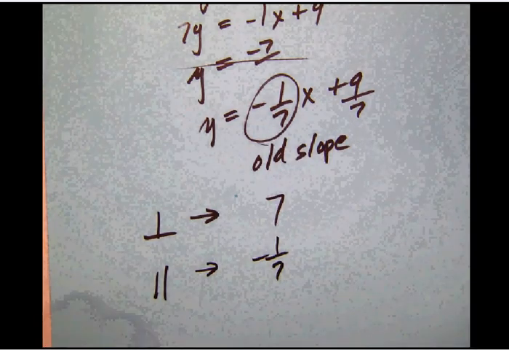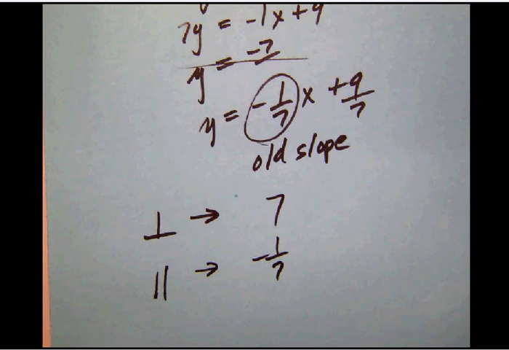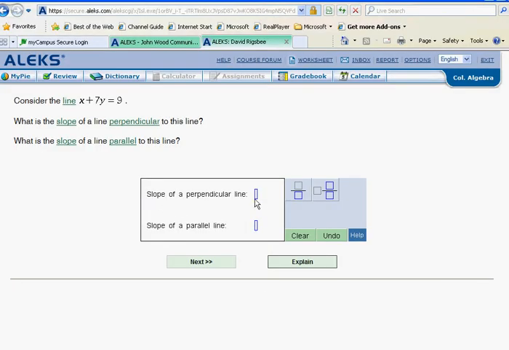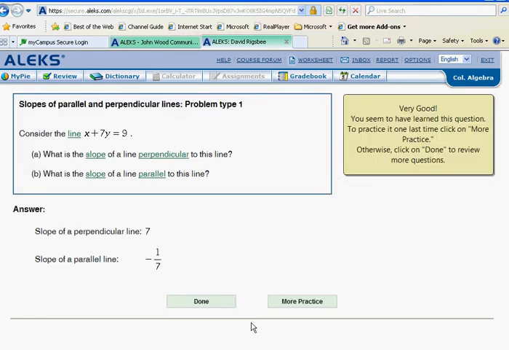So let's go over here and put that into our ALEKS problem. They're asking for the perpendicular first. That slope is 7. The slope of the parallel line is -1/7. Let's check that. This is the slope of parallel and perpendicular lines in ALEKS College Algebra.